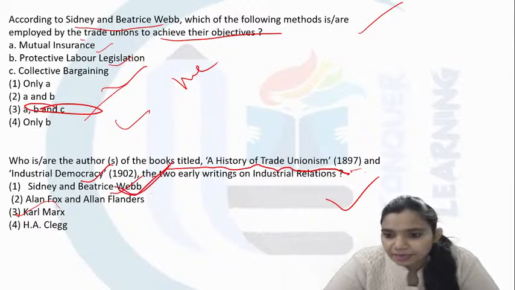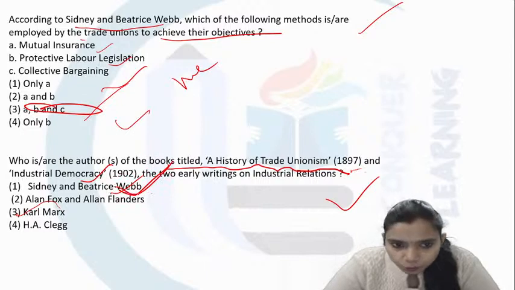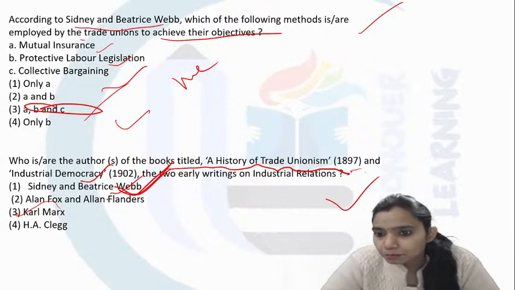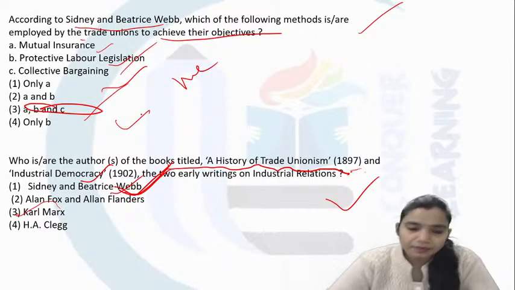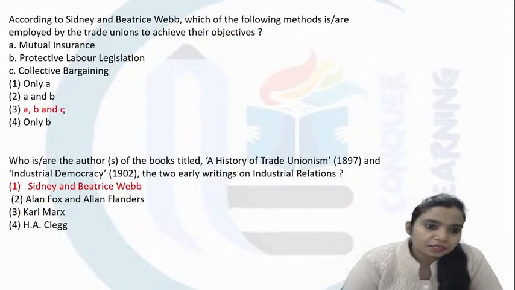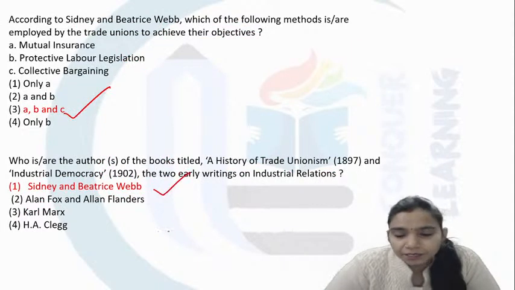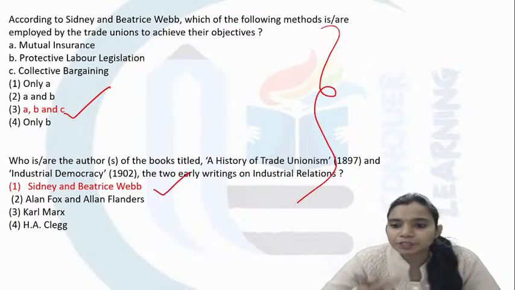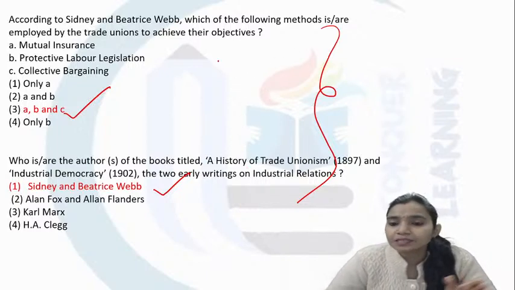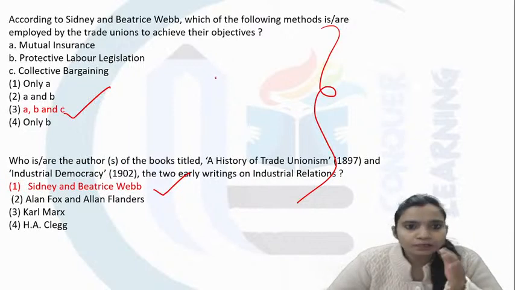Okay, Webb has given it. No, it's 1 here. Mutual insurance, collective bargaining, that was for the first. Yes, correct. Right. So these are the correct answers. A, B, and C for the first, and option 1 here. So these are the types of questions which can be asked in your exam, and you can see these are direct questions, not that difficult.